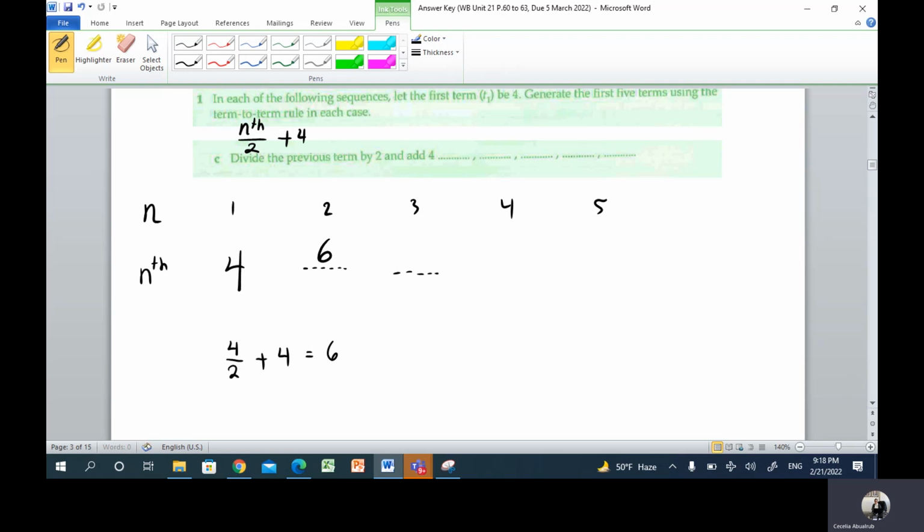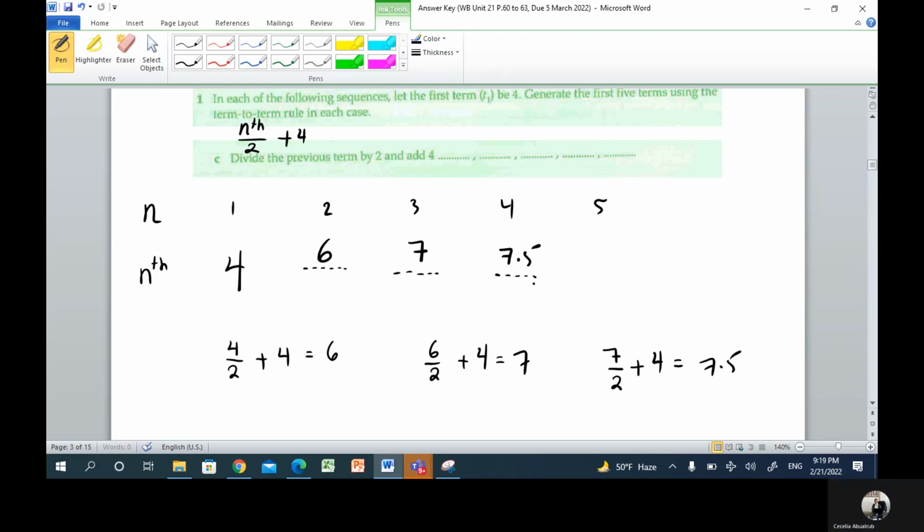The previous term to this one is 6. So 6 divided by 2, add 4. 6 divided by 2 is 3, plus 4 is 7. So the third term is 7. The previous term to this one is 7. So 7 divided by 2 plus 4. 7 divided by 2 is 3.5. 3.5 plus 4, the answer is 7.5. So the fourth term is 7.5.